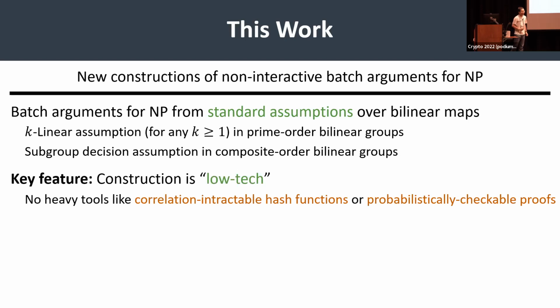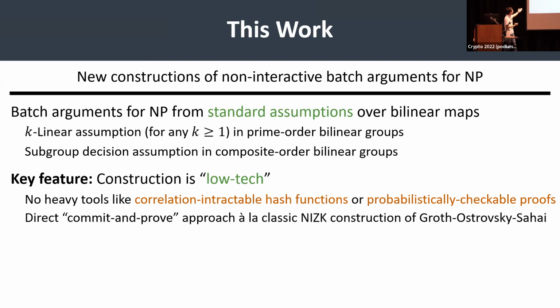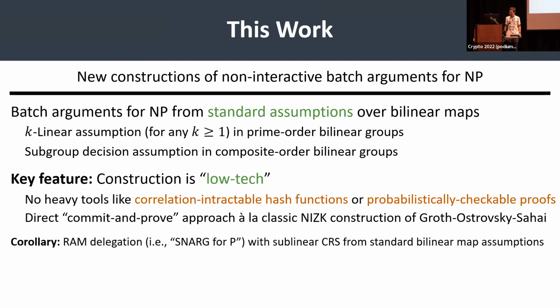But I think the more interesting and more salient point that I'm going to make here is that our construction is very low tech. It does not rely on heavy cryptographic tools like correlation intractable hash functions or on general information theoretic primitives like probabilistically checkable proofs. It takes a very direct algebraic approach for constructing batch arguments. In fact, it harkens back to a classic non-interactive zero-knowledge construction, or NIZK construction, by Groth, Ostrovsky, and Sahai that follows a familiar commit and prove paradigm. This is what I will show in the talk today.